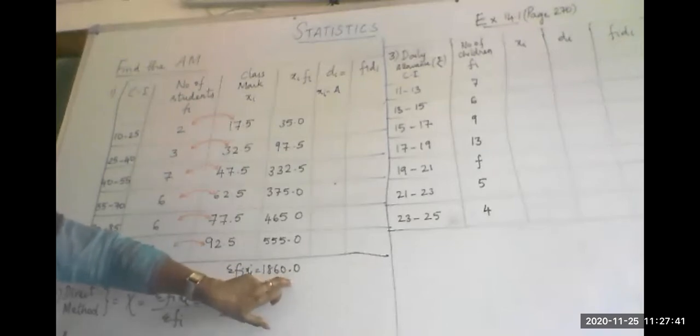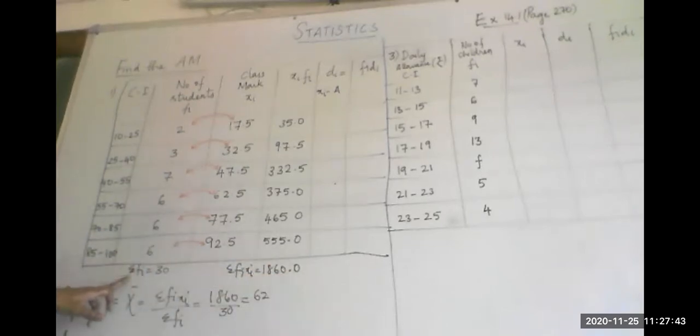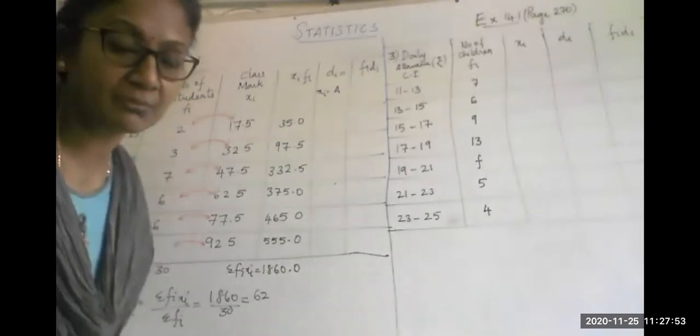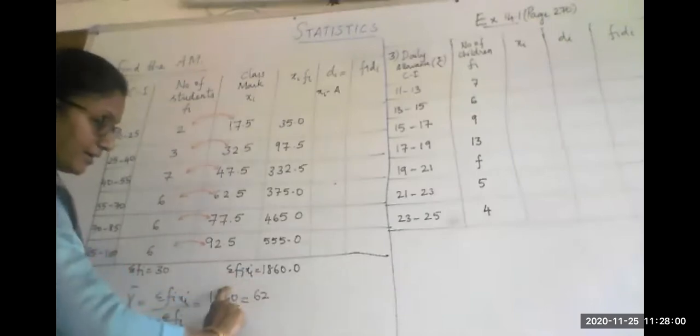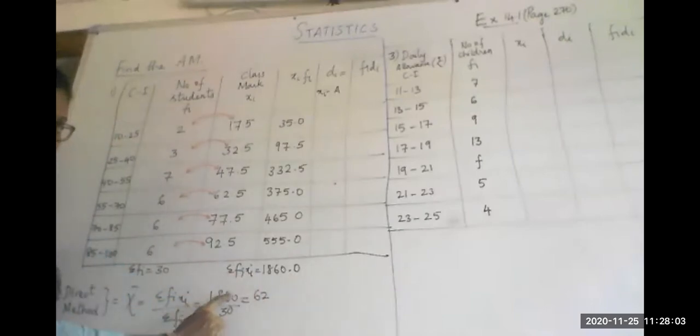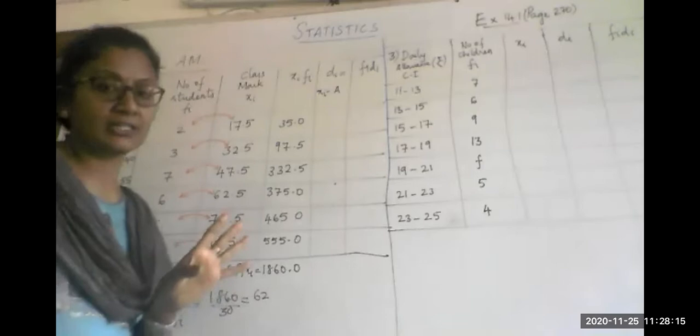All right, even the decimal I'm showing. Then I know my sigma fi. That means when I add all the frequencies, I get 30. That is your summation of the frequencies. According to my formula, the arithmetic mean is equal to sigma fi xi divided by sigma fi. So sigma fi xi is 860, divided by sigma fi, which is 30. Substitute it, it is a multiple of 3. So I get my arithmetic mean as 62. So this is the first method, which is called the direct method.